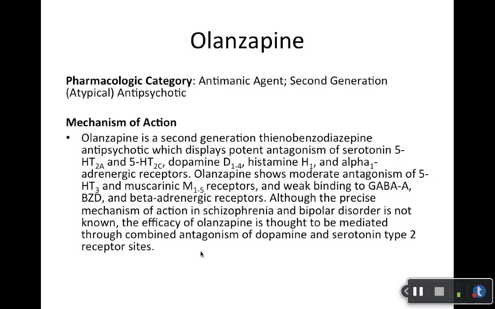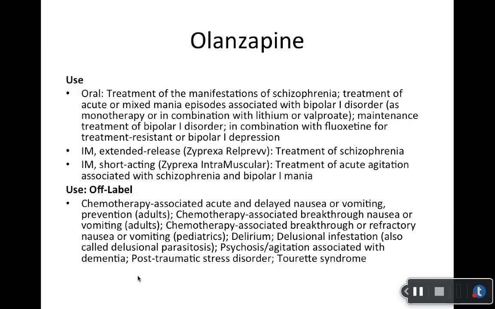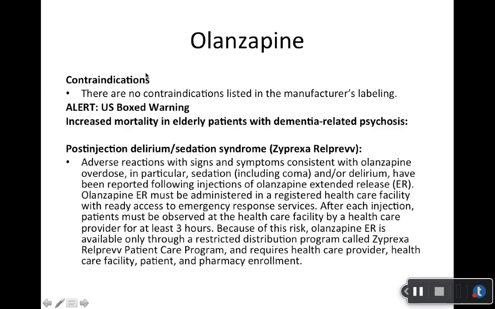Olanzapine, another second-generation atypical antipsychotic, another one that's hitting the dopamine and serotonin pathways. Its uses are going to depend on if it's by mouth, extended release injection, or short-acting injection. Please read through all those. You'll notice it has some other uses. This is a newer off-label use: it can be used for chemotherapy-associated acute and delayed nausea and vomiting. That's interesting, but just read through those.